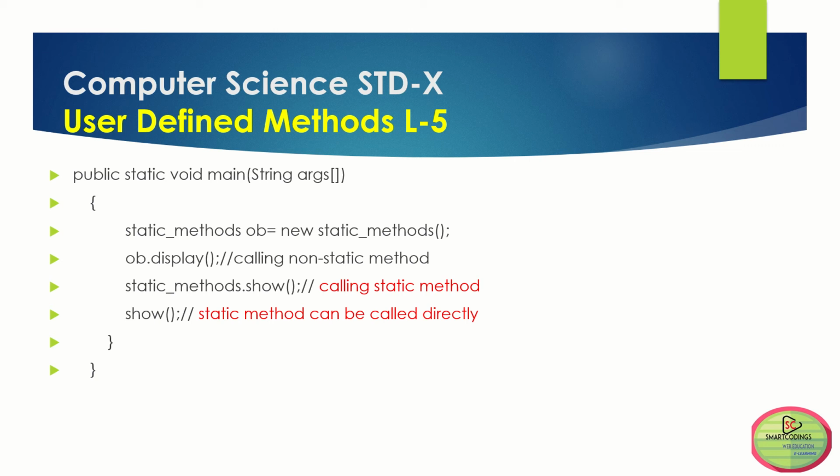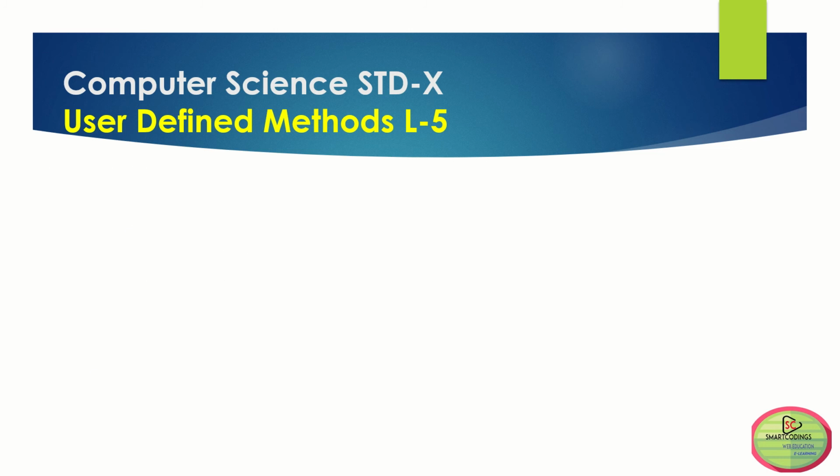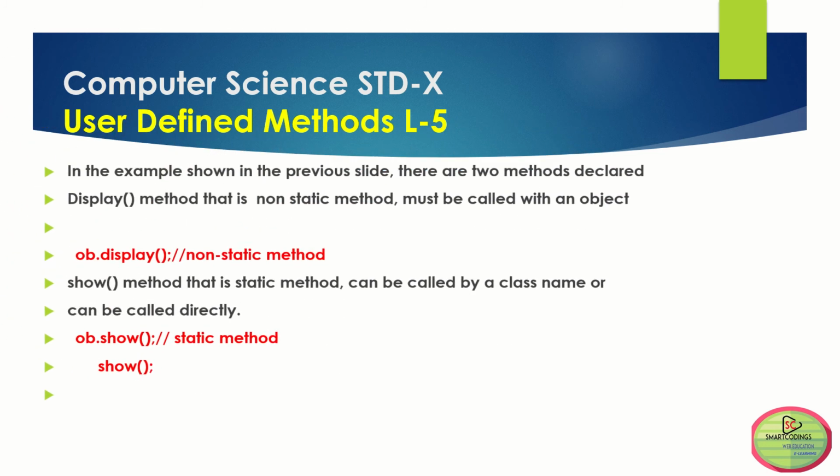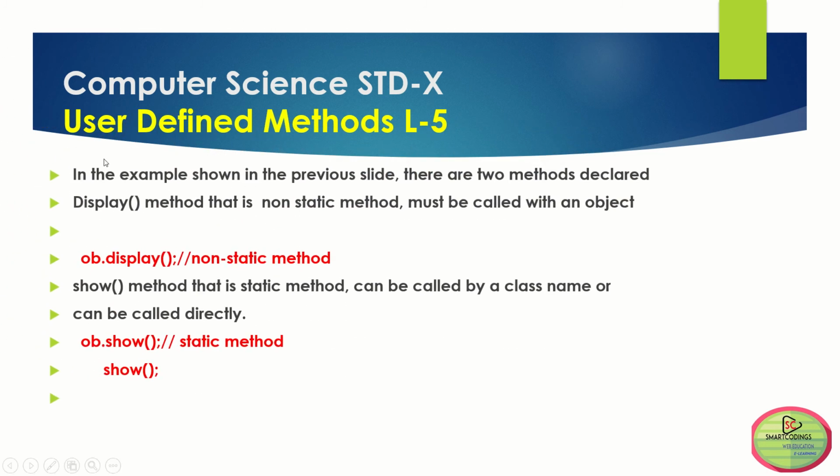Now let's see the next slide. With reference to the previous slide, the program shown with an example, these are a few points. In the example shown in the previous slide, there are two methods declared. The display method, that is a non-static method, must be called with an object, as I've said just now. ob.display, that is a non-static method, I've shown here with a red highlight. The show method, that is a static method, can be called by a class name or can be called directly.